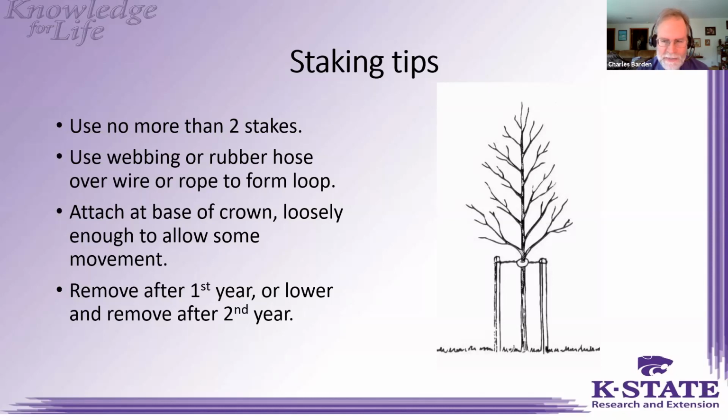A place to attach these stakes and loops is at the base of the crown, loose enough to allow some movement. This particular picture here shows it just below the base of the crown. It makes it really easy if you loop these ties around some of these lower branches in the crown. That helps hold it upright, and you can leave it a little bit loose so it can move in the wind just a little bit.